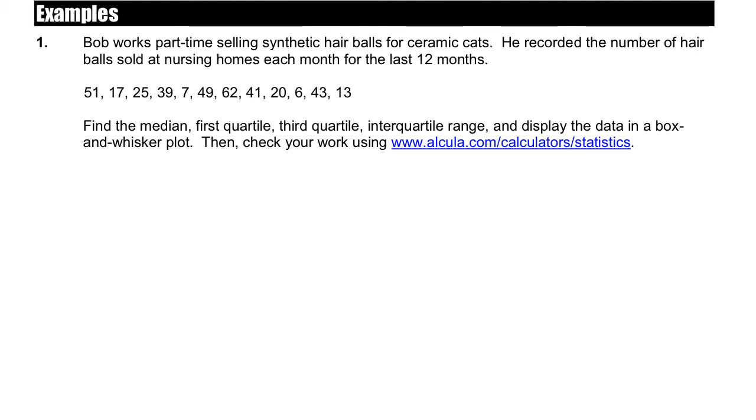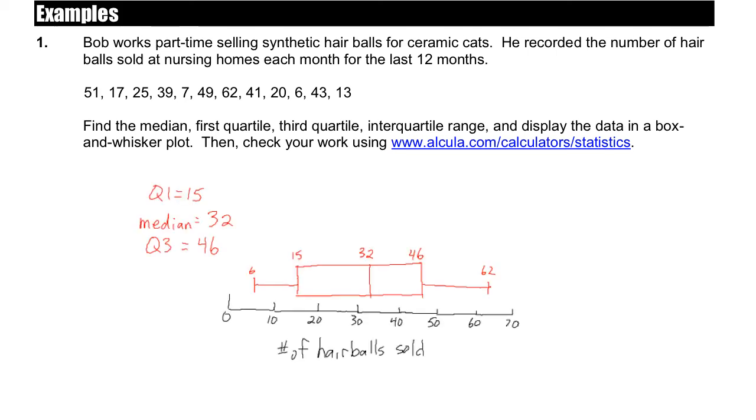So why don't you pause the video and try this, and then you can unpause the video and check with what I have. Once you do it, you should get something like this. You should get the first quartile is 15, the median is 32, and the third quartile is 46. Your lowest value is 6, your highest value is 62, so your box and whisker plot should look like this.